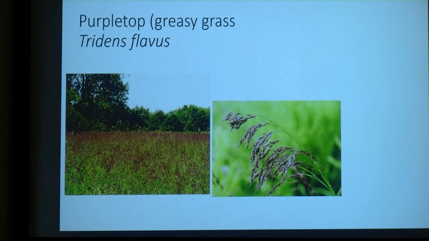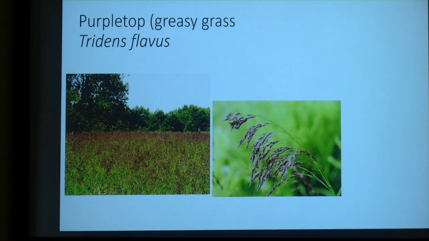Another term for purple top is greasy grass. And I challenge you this year, when you see those seed heads reach that stage, go out there and figure out why it's called greasy grass, because those stems are just as greasy as they can be. We collect native seeds from time to time, and you can always tell when someone has been collecting purple top, because their thumb and their forefinger are just as greasy as a mechanic's.